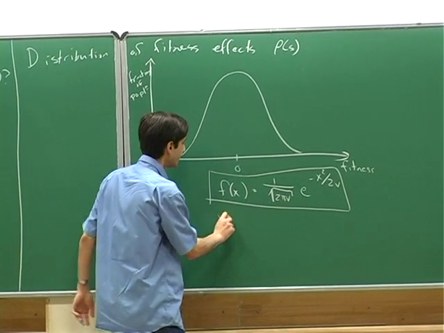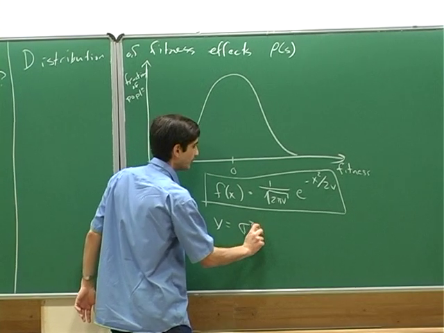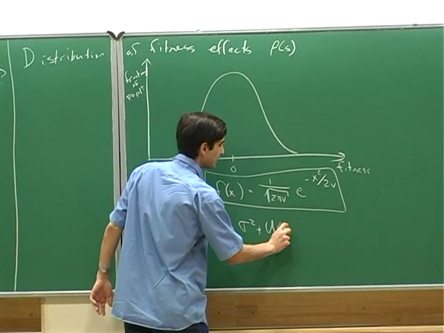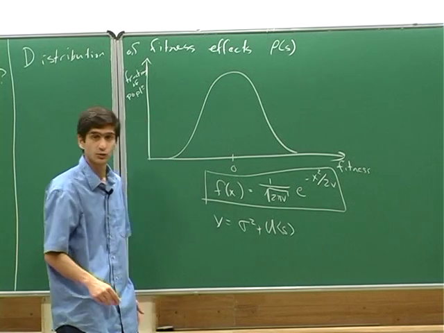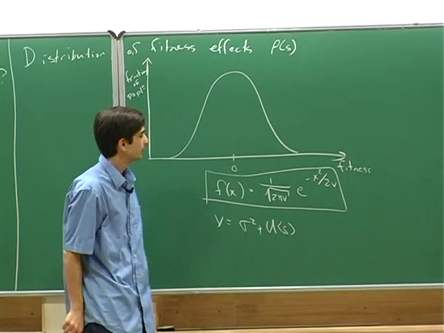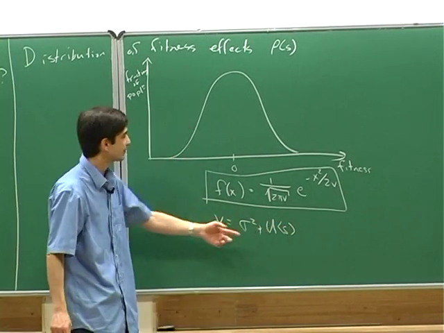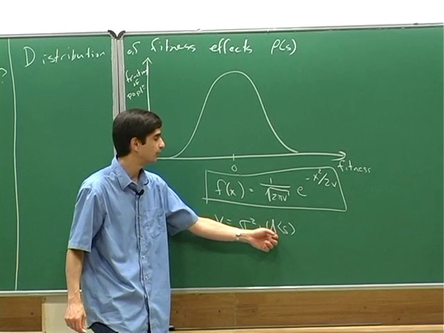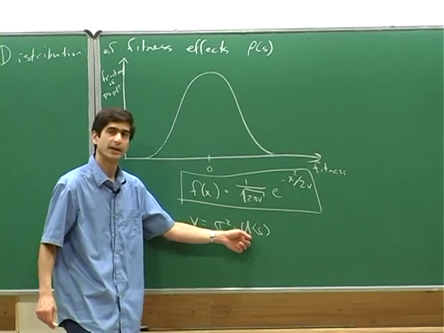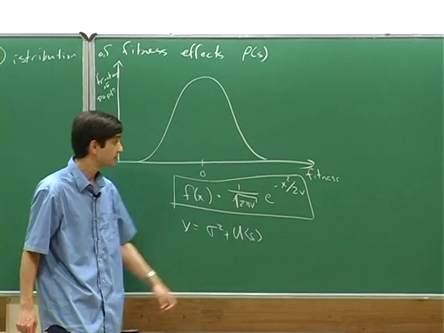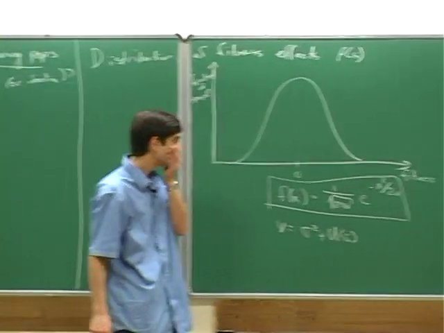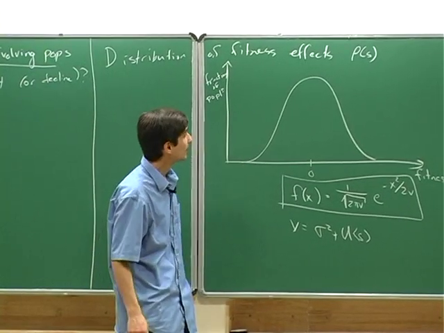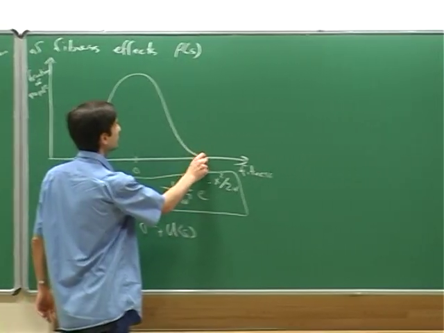Or more precisely, V equals sigma squared plus the mutation rate times the average effect of a mutation, okay? Which is just a slight generalization of Fisher's fundamental theorem, which is important when mutation rates become substantial. All right, so that's where we wound up.